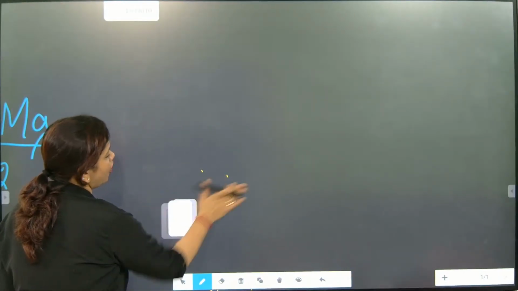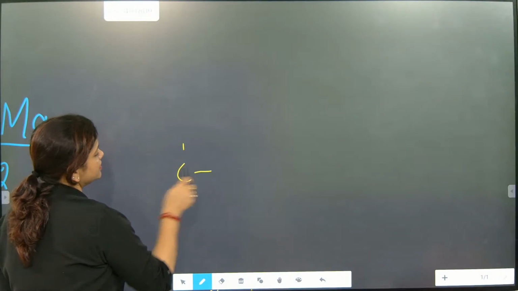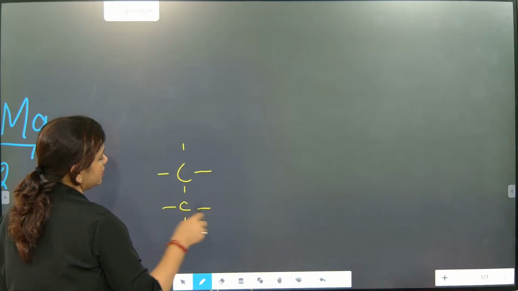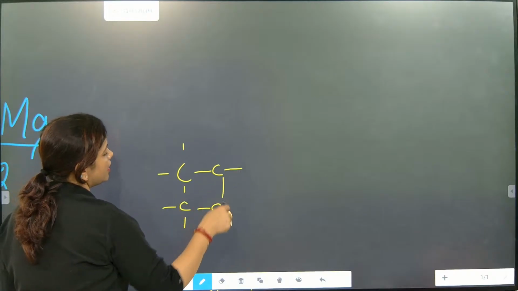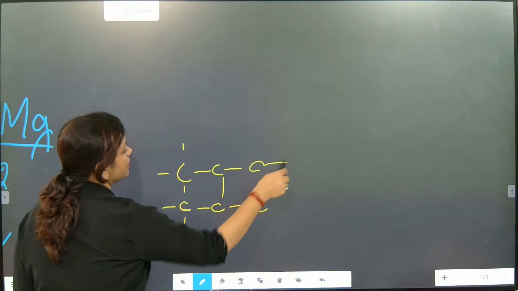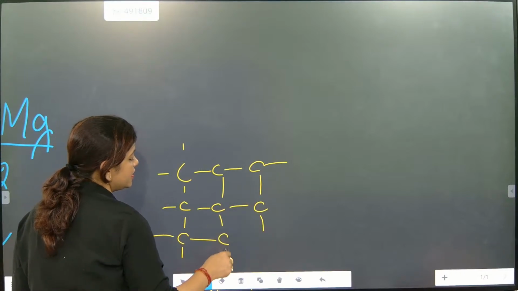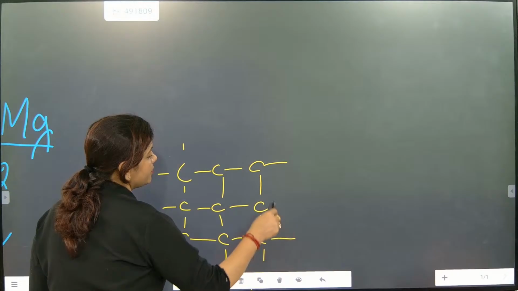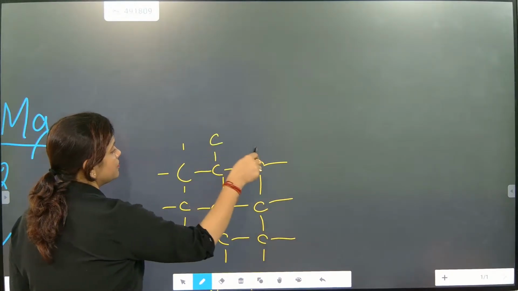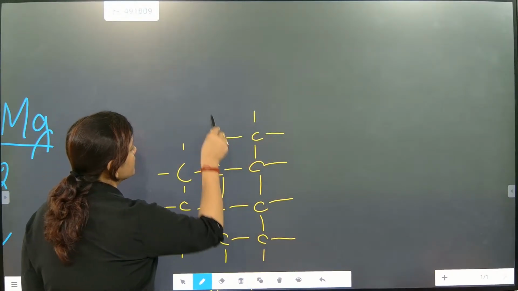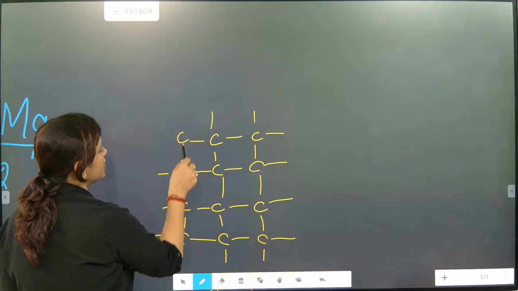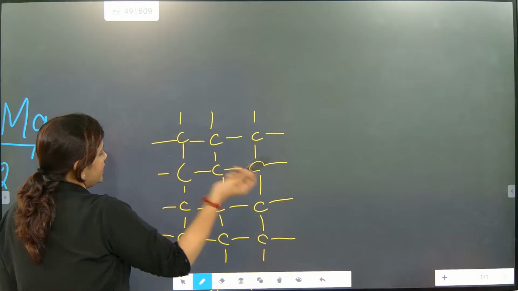Carbon loves to form a non-ending bond. This is carbon, carbon, carbon, carbon, carbon, carbon. This is exactly not possible for any other element in the periodic table. It will keep on making this bonding. I hope you might have understood.